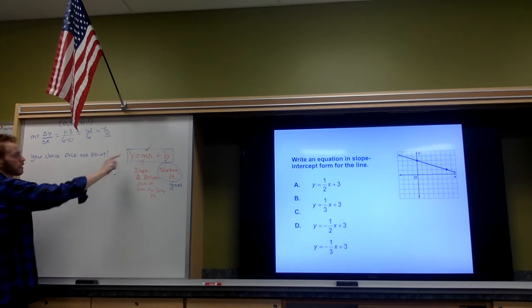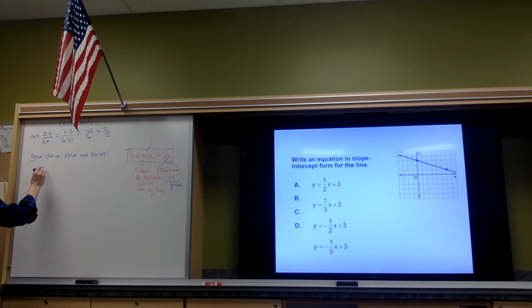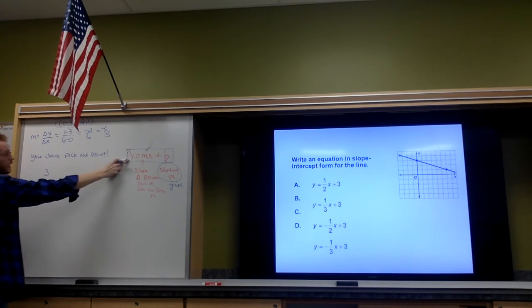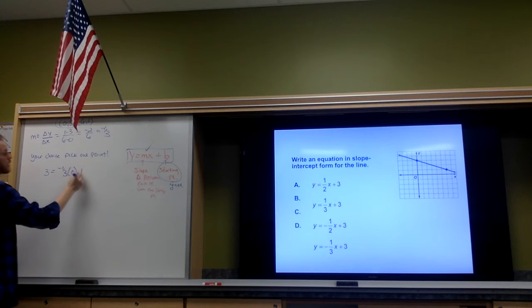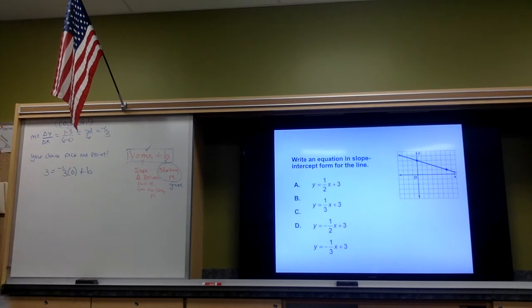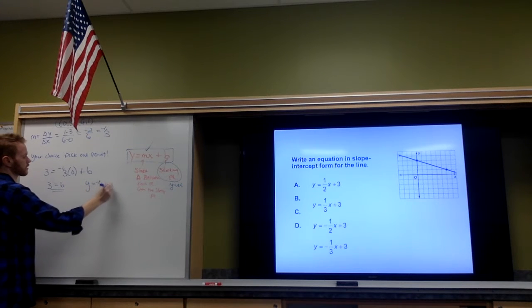Now, we pick a point because we need to figure out where this graph starts. Where's the y-intercept at? Okay? So let's do that. We're going to pick this guy because 0 is easy to work with. So 3, which is the y value here, right? I'll substitute that, equals negative 1/3 times my x value plus b. I think this is going to work. 3 equals b when I'm finished. Put it together, negative 1/3 x plus 3.